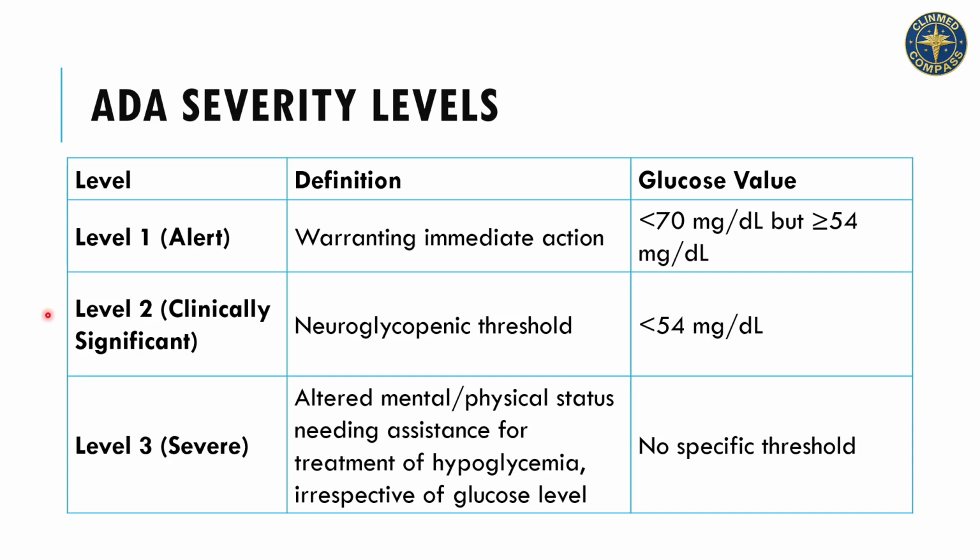In level 2, plasma glucose is below 54 milligrams per deciliter and it is considered clinically significant. This is the level for the neuroglycopenic threshold. In level 3, this is any hypoglycemic event associated with altered mental status or physical functioning that requires external assistance, irrespective of the glucose level. Understanding these levels guides both clinical management and patient education.